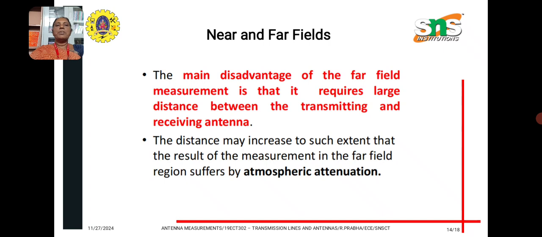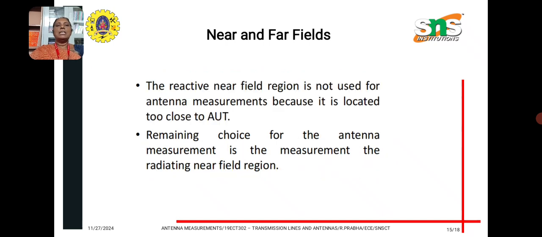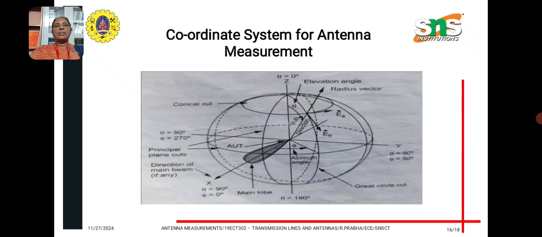And there is a disadvantage also in the far field measurement: it requires a large distance between the transmitting and receiving antennas, and the distance may increase to such an extent that the result of the measurement in the far field region suffers from atmospheric attenuation. And the reactive near field region is not used for antenna measurements because it is located too close to the antenna under test, and the remaining choice for the antenna measurement is the measurement in the radiating near field region.